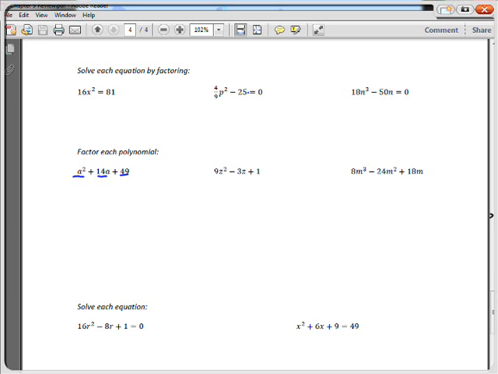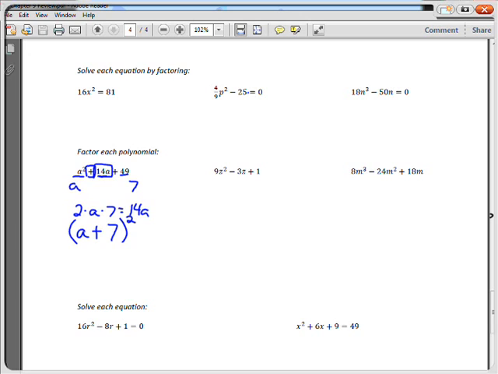So a squared is a perfect square. The square root of that is a. The square root of 49 is 7. And so now the question is, is 2 times a times 7 equal to this middle term? The answer is yes, it is. And so my answer then is going to be a plus 7. It's a plus because that's a plus right here. A plus 7 squared. It's a perfect square trinomial.